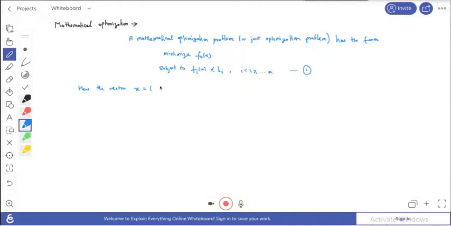The dimension, so it can be written as x1, x2, up to xn, the components of this vector x. This is the optimization variable of the problem.